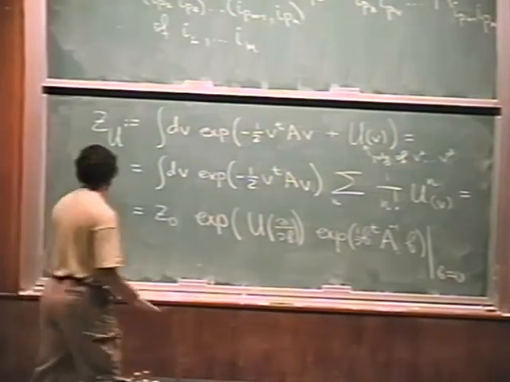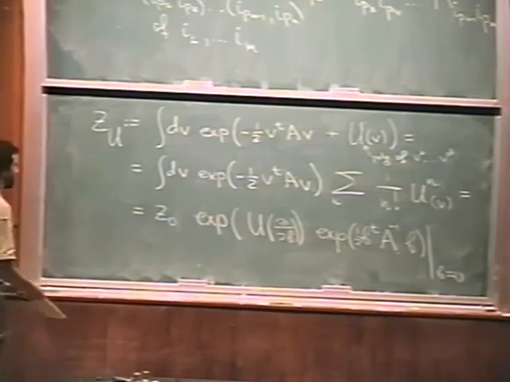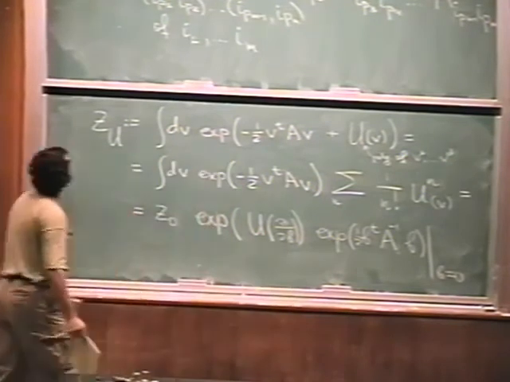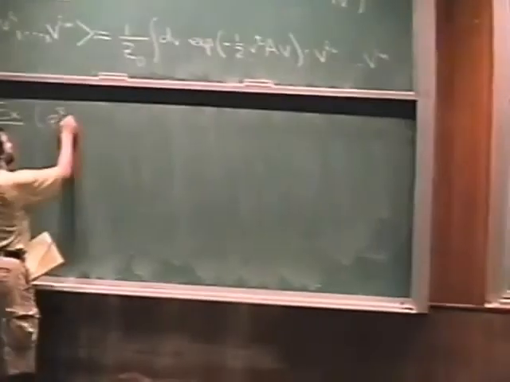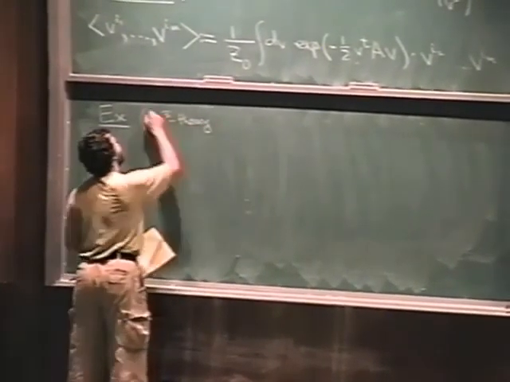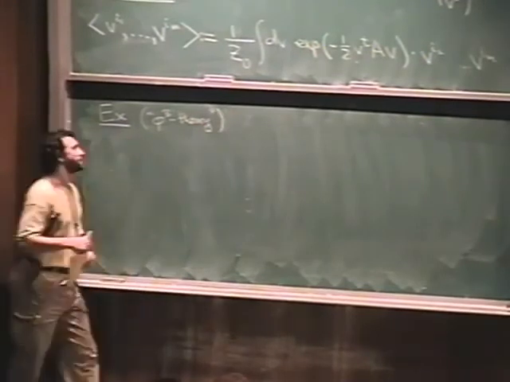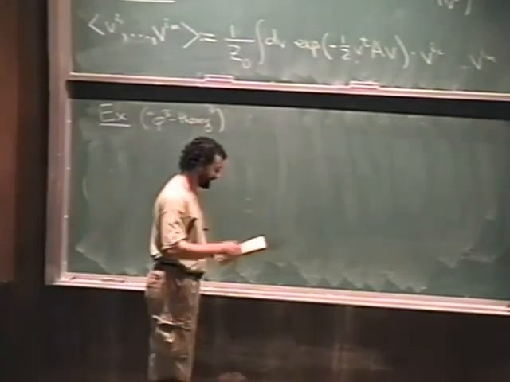Okay. All right. So let's do it on this blackboard. Let's do some example. Let's try to compute something. So I will call it phi cube theory, which it's not, of course, but still, it will be somehow reminiscent of phi cube theory.